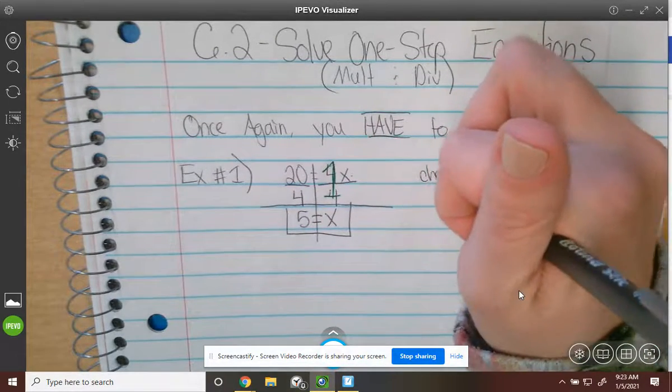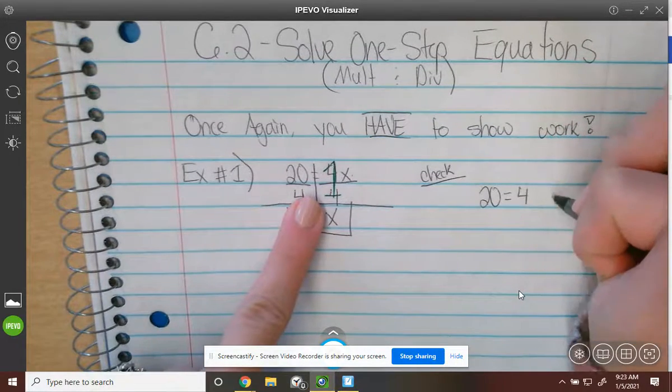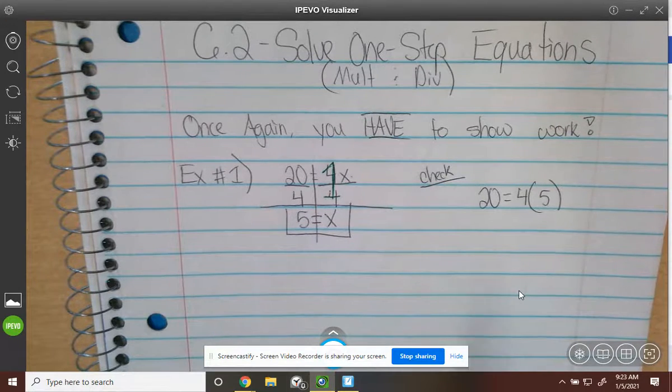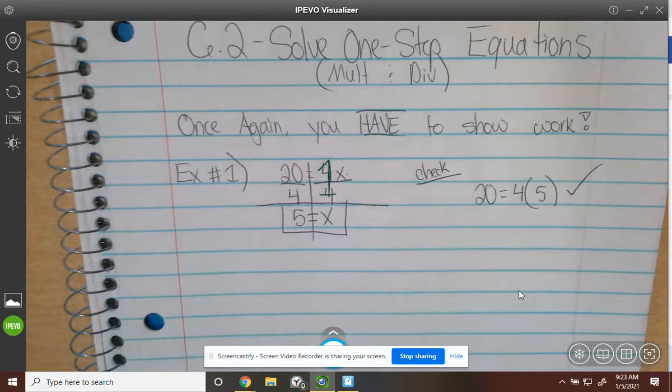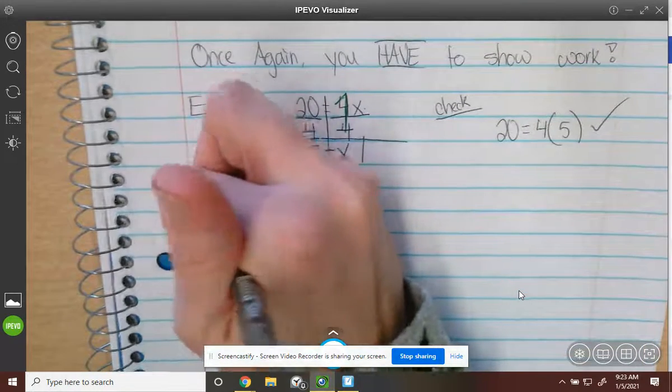Okay, we can still check all of these. So you do write 20 equals 4. And then I always put my answer in parentheses whenever I'm multiplying. 4 times 5, we know that is 20, so that is correct. Okay, let's do another one of those.